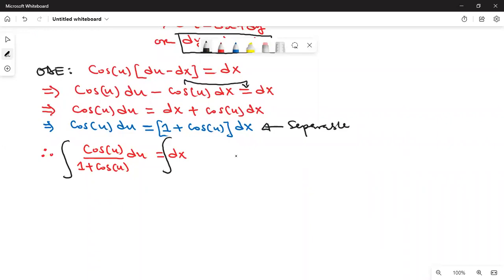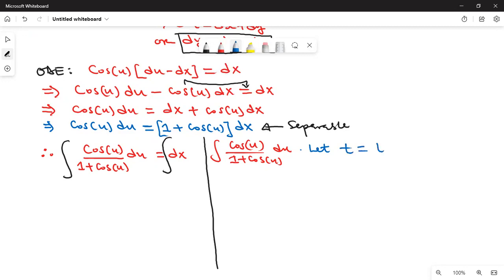Now, how do you integrate the left-hand side? Let me work it out here. The integral of cosine of u over 1 plus cos u du. Every time you have trigonometric functions in the denominator, you use the t method of substitution. So here, we are going to say let t be equal to tan u over 2.